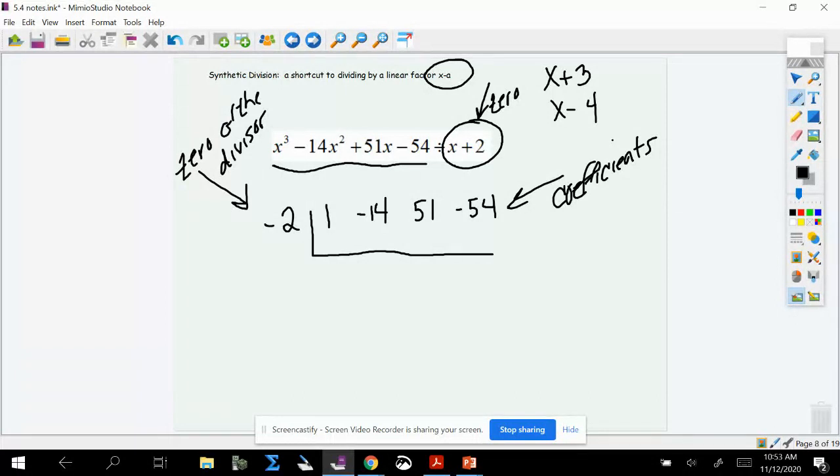Here's how this works. The very first number in your L is just going to drop down. Absolutely nothing happens to it. You just drop it down.